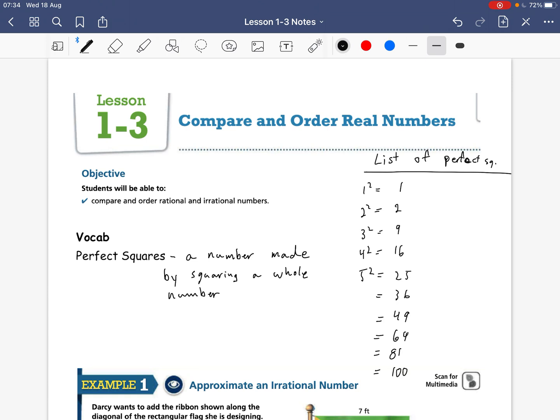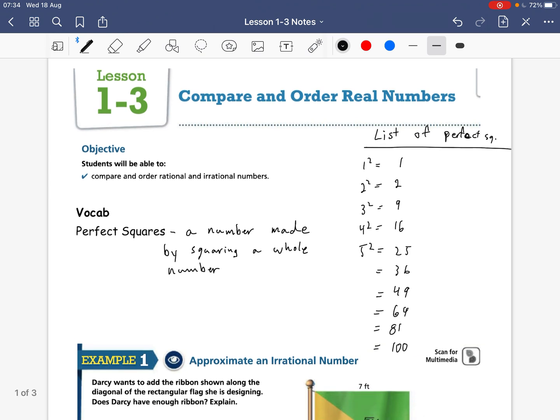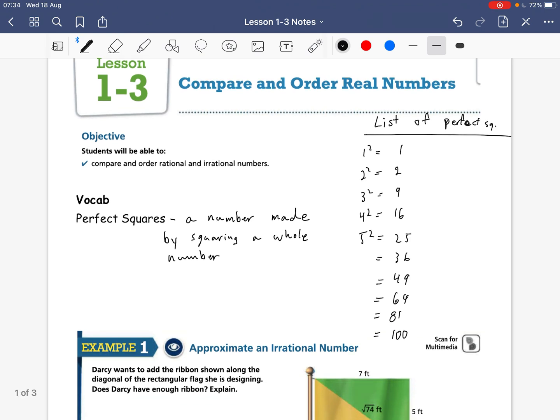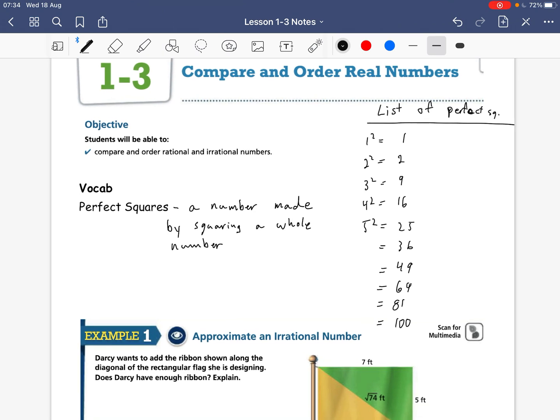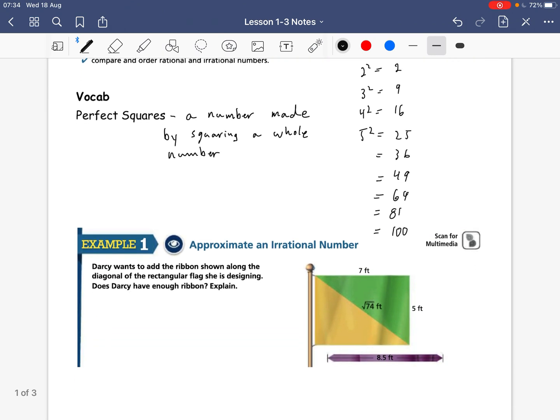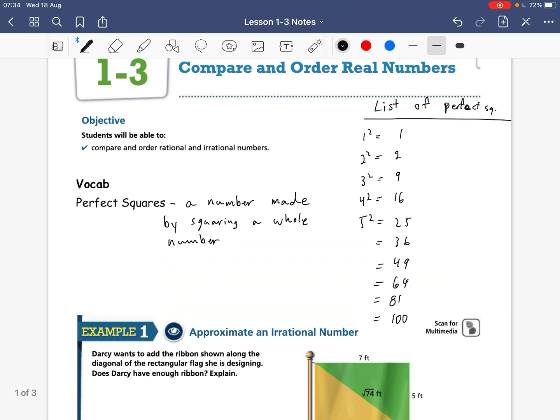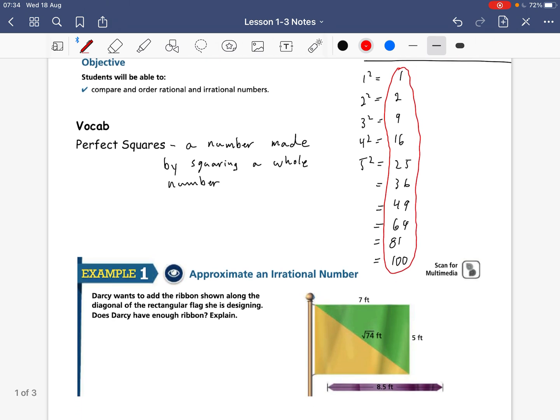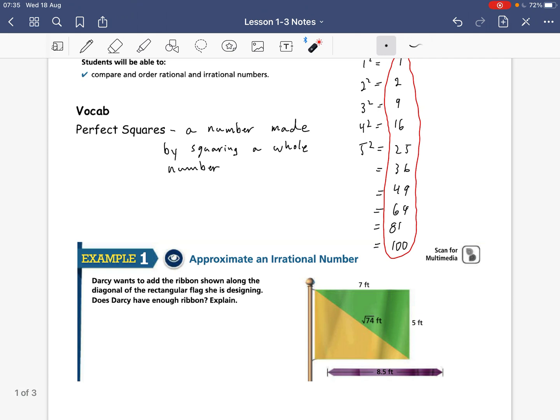Okay, and we can see that pattern there. Typically we would stop at 100. You could think of 11 squared and 12 squared, but anything after that you probably won't be using as frequently. Okay? So we need to remember the list of perfect squares. So these are our perfect squares. Okay? So let's look at our first example.